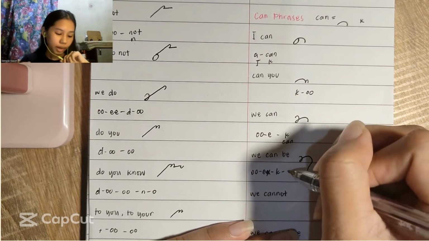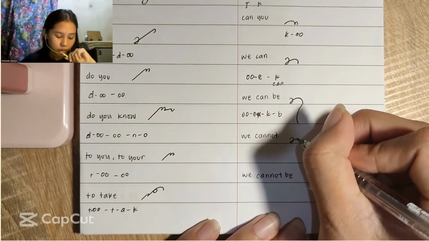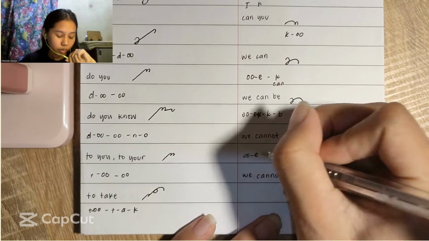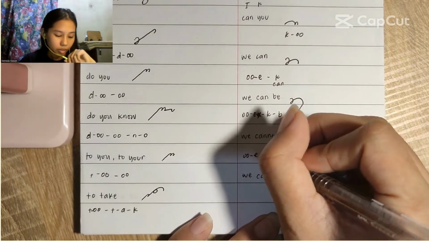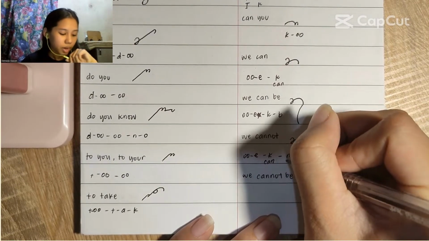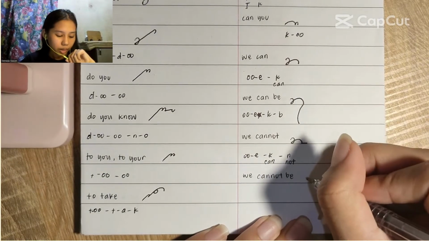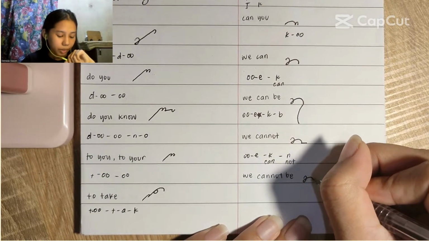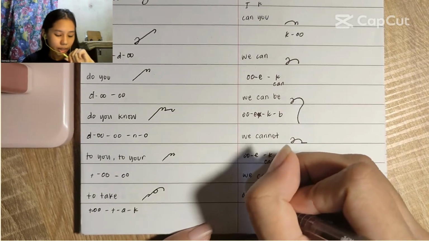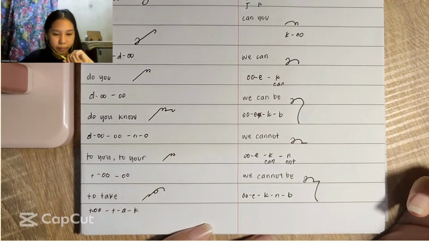Next is we cannot. UE, can, then not. UE is for the pronoun we. Can is represented again by the K symbol, and then not is represented by the N symbol. We cannot. We cannot be, UE, K N, B. So UE for we, K for can, N for not, and then the B symbol for the brief form be.